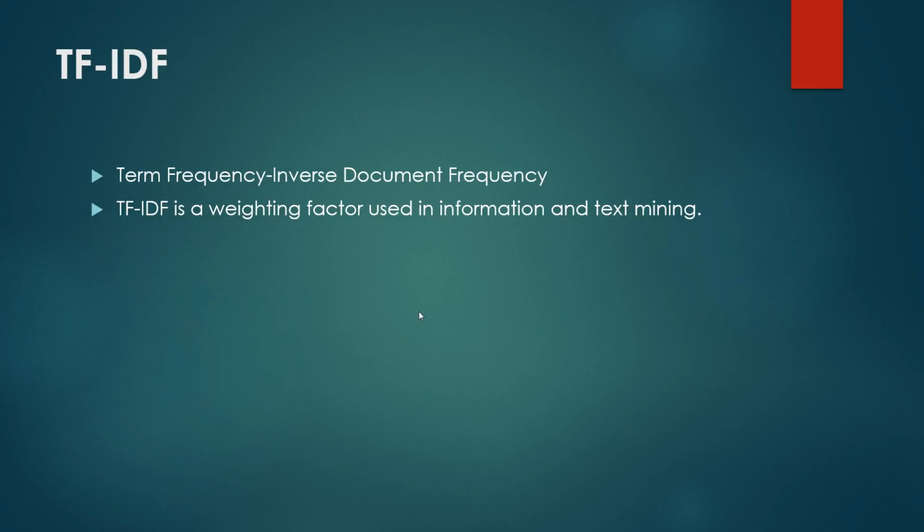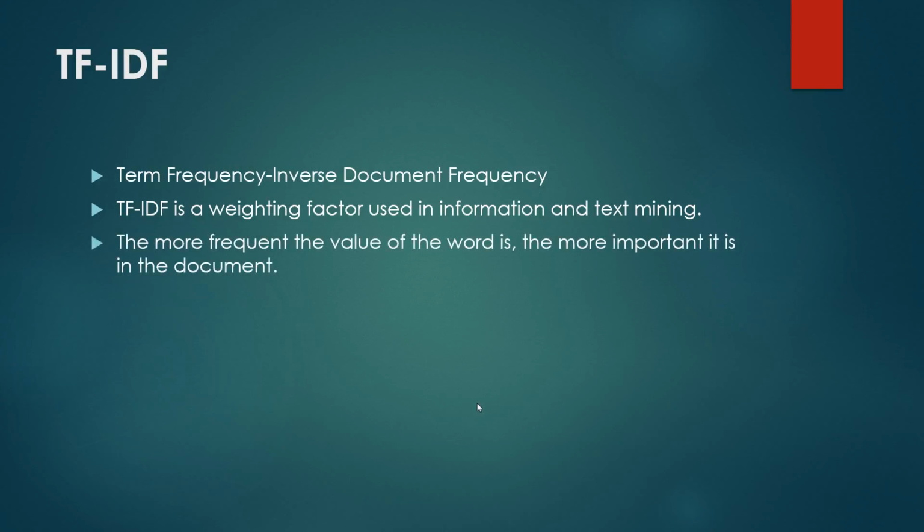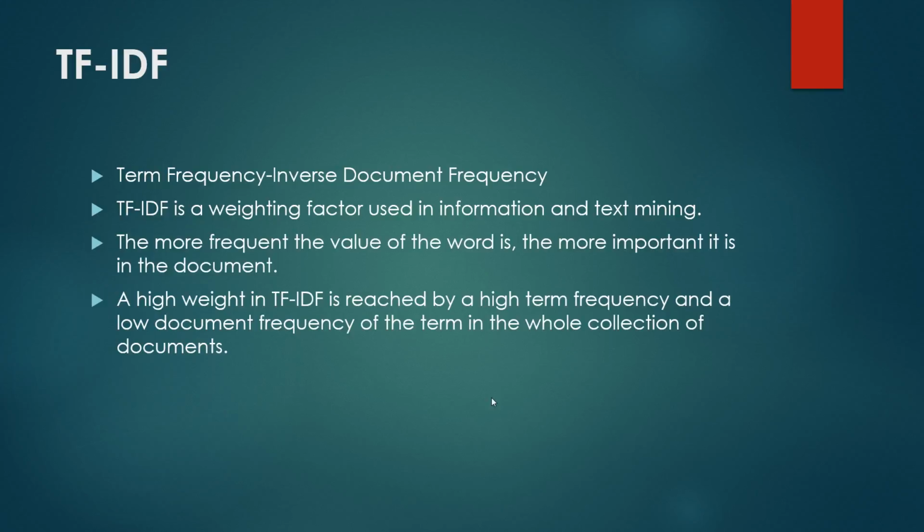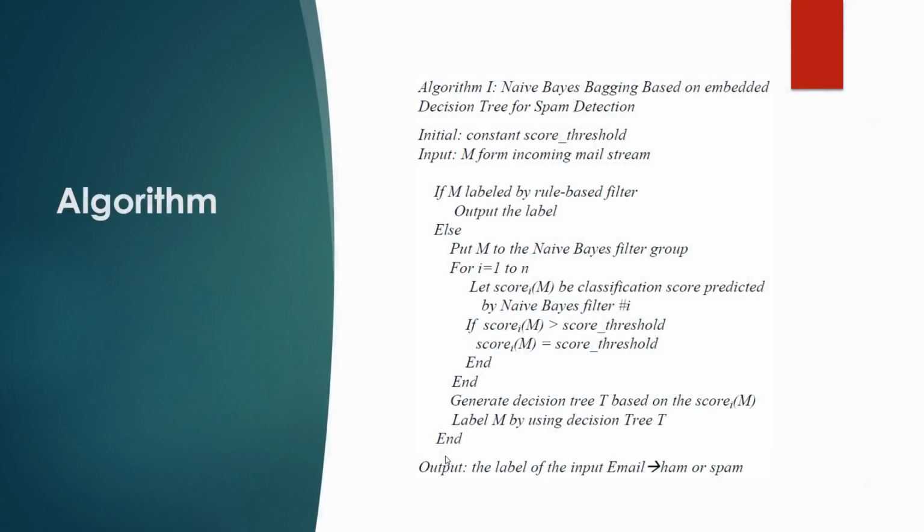TF and IDF. A high weight in TF-IDF is reached by a high term frequency and a low document frequency of the term in the whole collection of documents. Hence, the weights tend to filter out common terms. TF-IDF can be successfully used for stop words filtering in various subject fields, including text summarization and classification. So, here's the algorithm we used in the project.